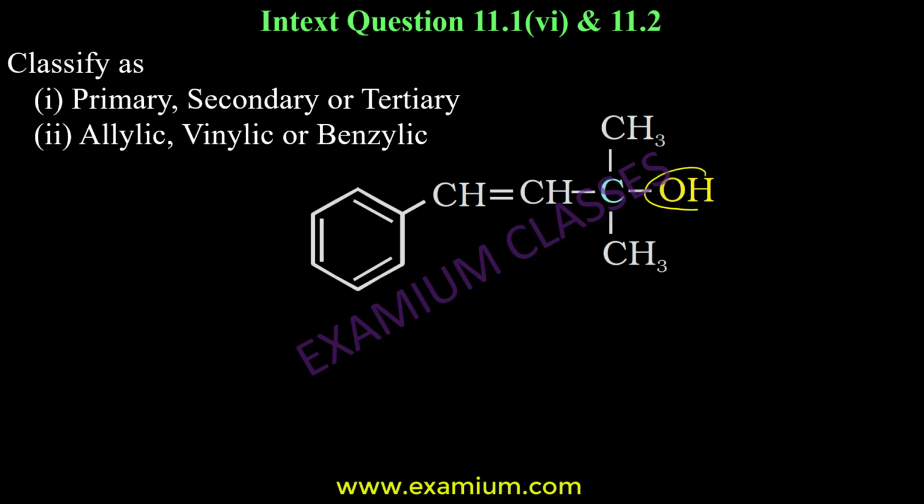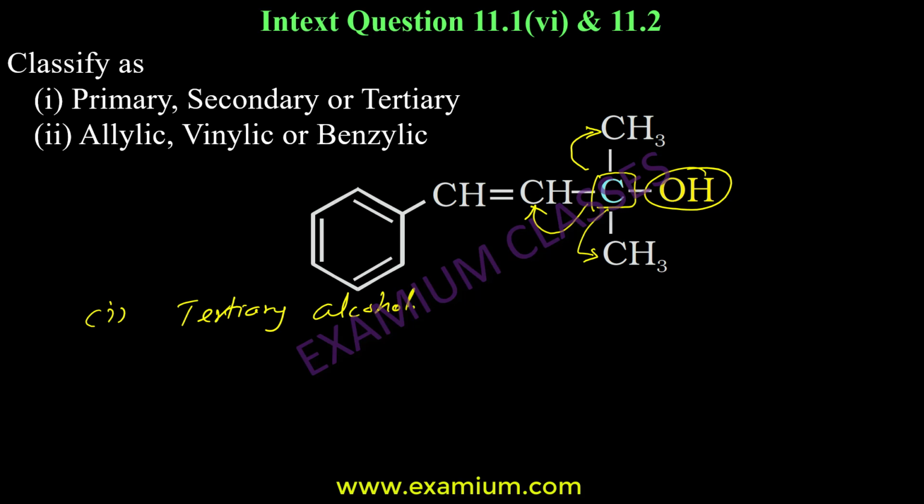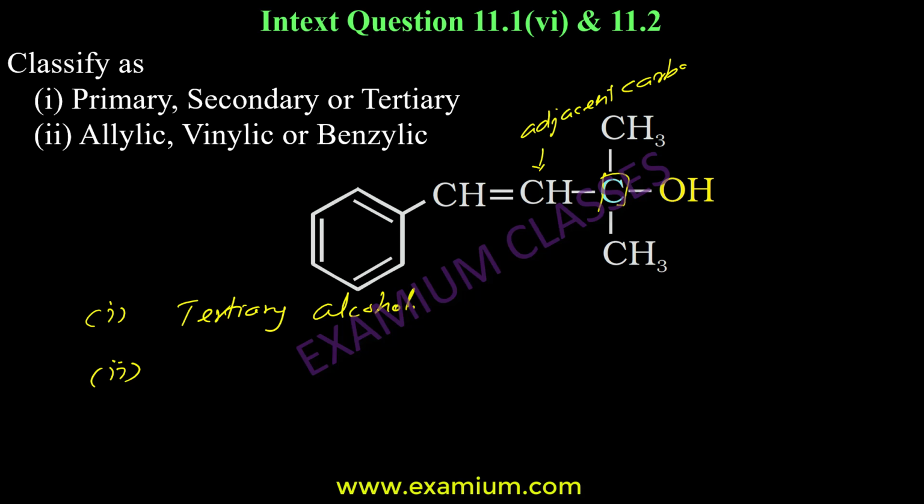Next one, again primary, secondary, and tertiary. The carbon which is attached to the alcohol is attached to how many other carbons? 1, 2, 3. It is attached to 3 other carbons. It means it is tertiary alcohol. In terms of allylic, vinylic, or benzylic, we will apply the definition. So the carbon which is attached to OH, this one is the adjacent carbon, and this adjacent carbon has a double bond. It means it is allylic alcohol.